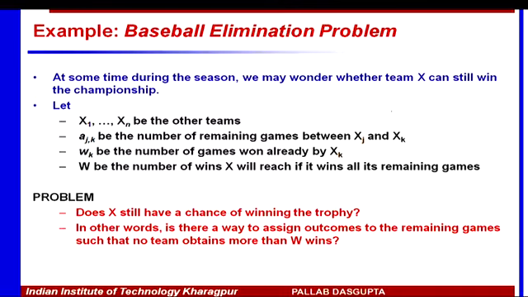So for that I need to look at how many matches are remaining between every pair Xj and Xk. So I am given that for the remaining games between Xj and Xk, there are Ajk such games left, right? And the team K has already won Wk number of matches, right? Now this can be solved using a max flow problem. How?